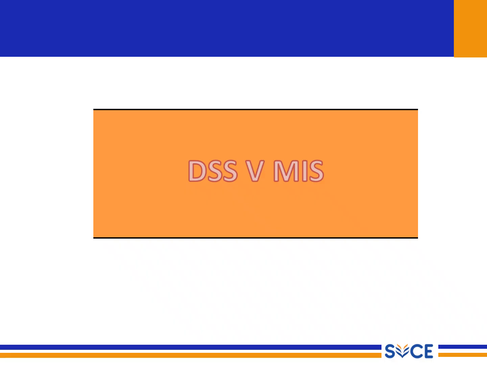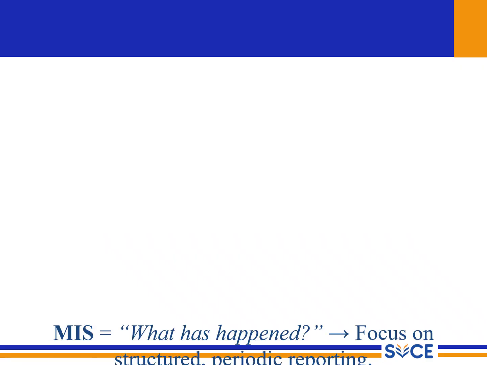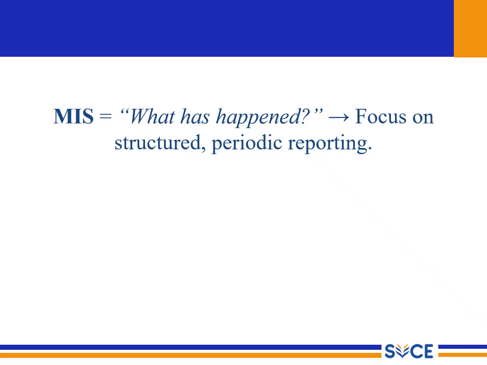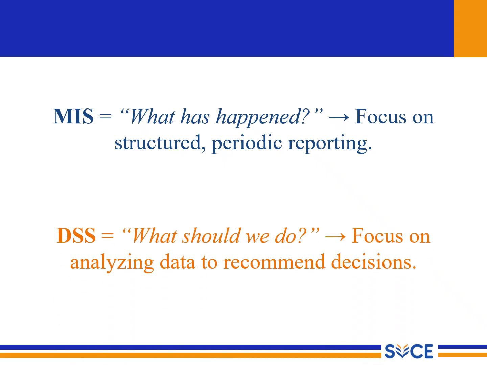Good morning, all. Today we're going to see what the difference is between DSS and MIS. First, MIS tells you what has happened, and it is focused on structured and periodic reporting. While DSS focuses on analyzing the data to recommend the decision. These are the two important classifications of MIS and DSS.